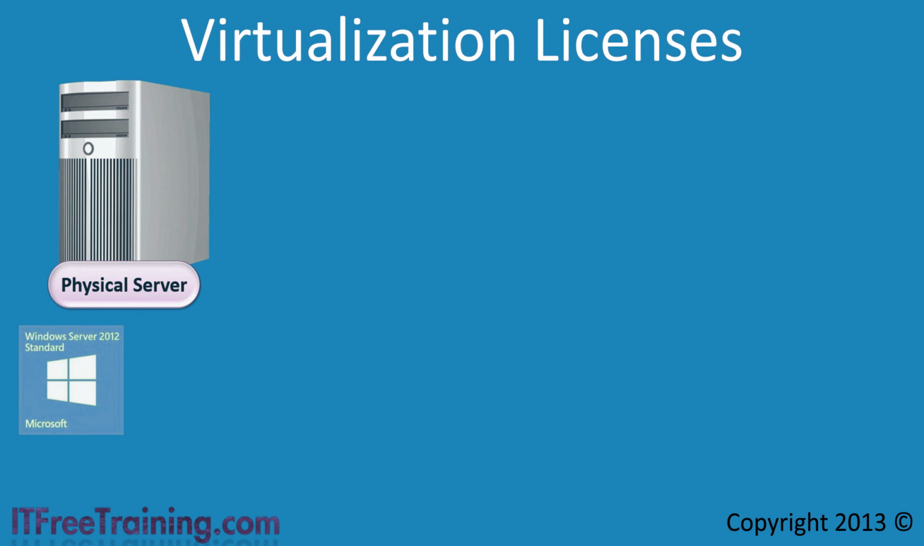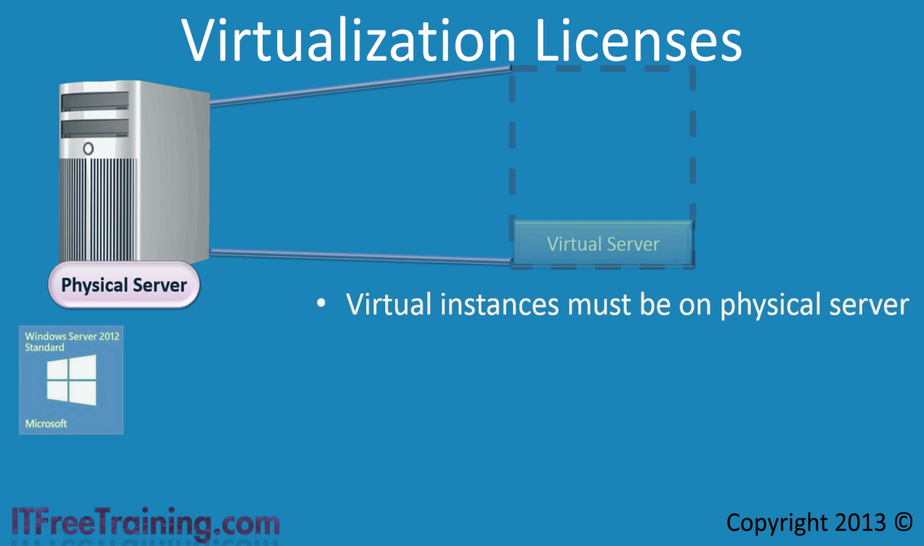When you purchase a Windows Server 2012 license, you effectively have the right to install Windows Server 2012 on a physical server. With the Standard Edition of Windows Server 2012, you are also allowed to install 2 virtual instances of Windows Server 2012. These 2 instances must run on that physical server. You cannot use a virtual license from one server on another server.